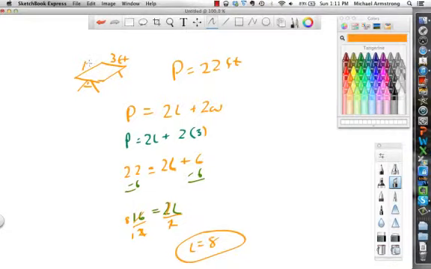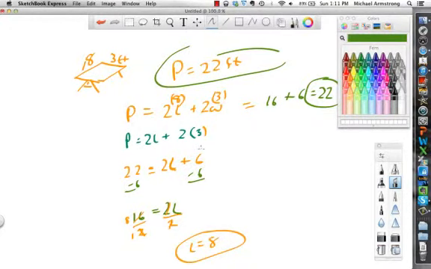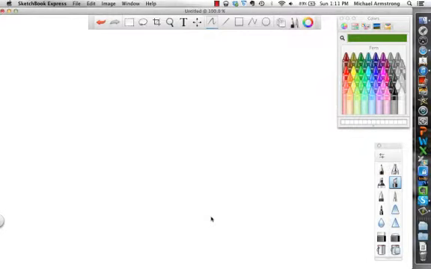Length is 8. I think that length is 8. And if I put it back in here, 8 instead of L and 3 instead of W, then I get 2 times 8 is 16 plus 2 times 3 is 6, and that equals 22. And I know that I did it right because it told me that the perimeter is 22 feet. So the length is 8. Okay, that's how that works.